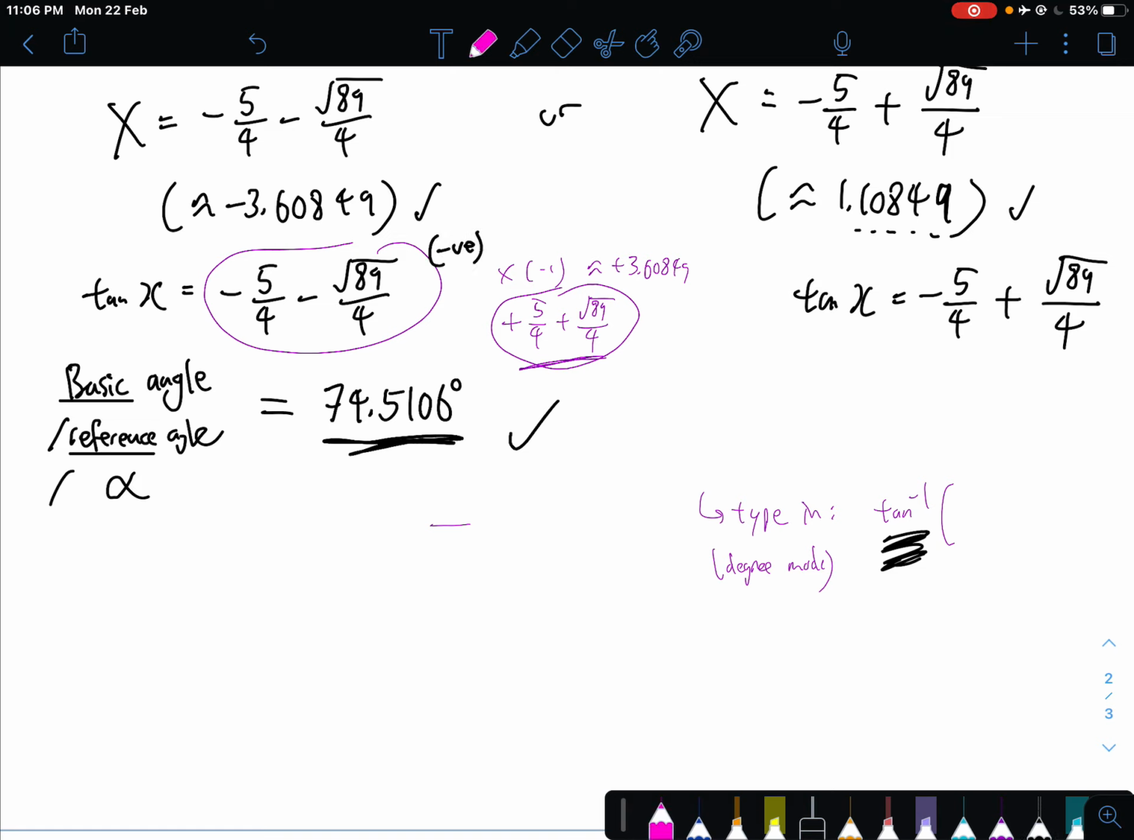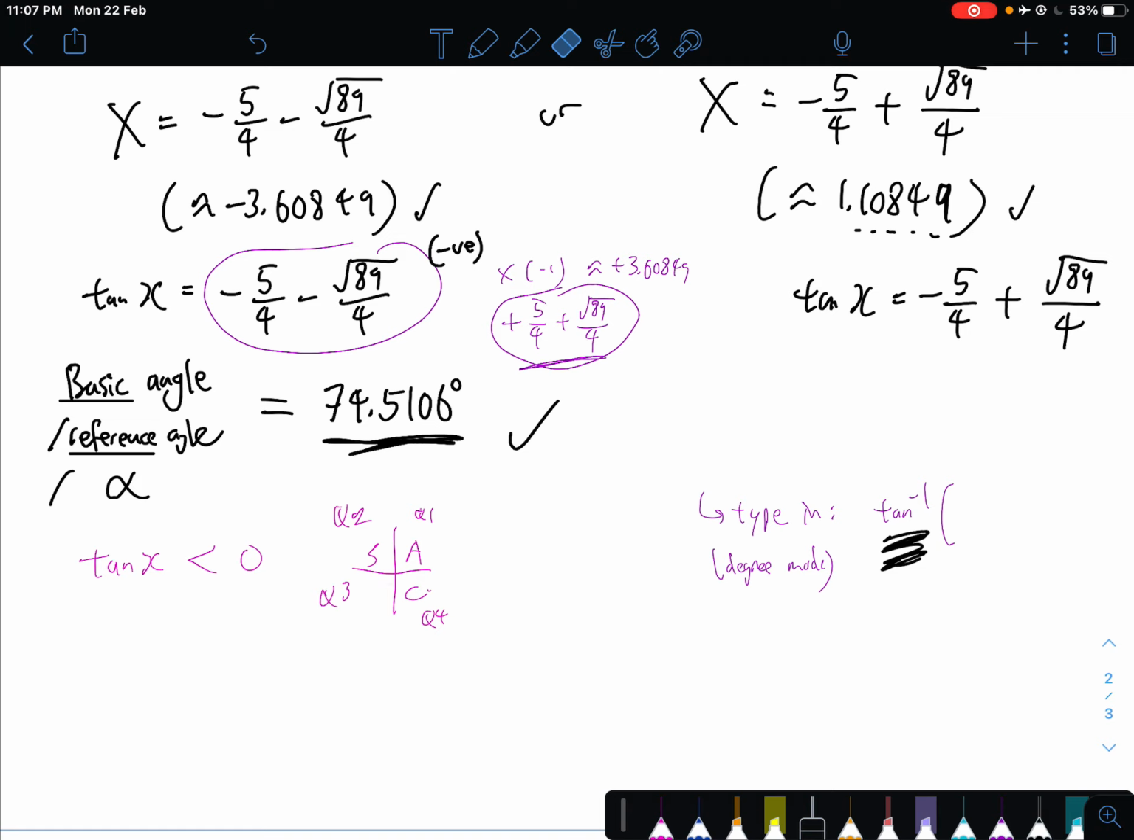Currently we have tangent of x being less than 0. So you have to recall ASTC, add sugar to coffee, or you can think of it as all science teachers are crazy. Now in this case, you have tangent t in quadrant. This is quadrant 1, 2, 3, and 4. That's the terminology.